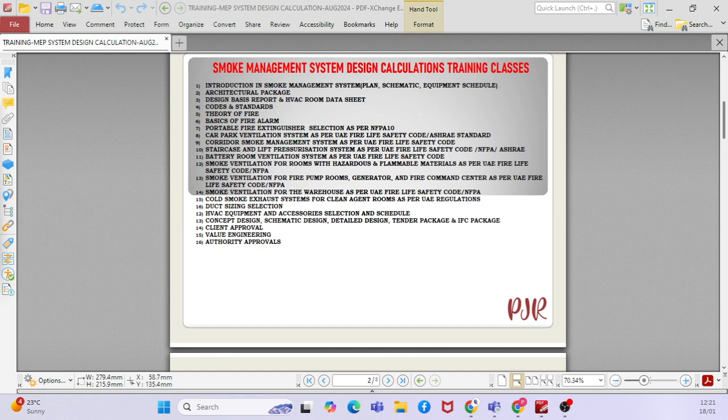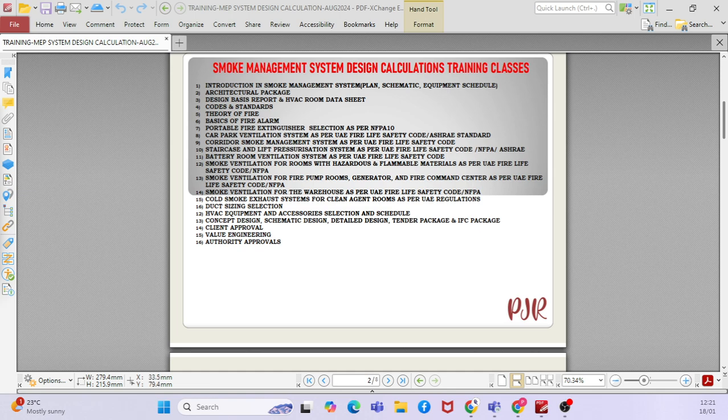We are going to understand basically the theory of fire, basics of fire alarm, portable fire extinguisher, and how the fire extinguisher will be selected based on the type of fire. You heard about class A, class B, class C fire, right? So what type of fire extinguisher to select, how to size the fire extinguisher, and how many fire extinguishers are required for the spaces.